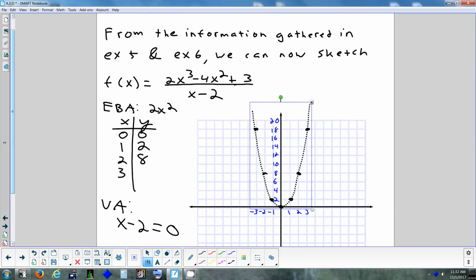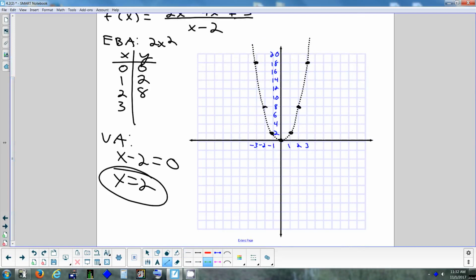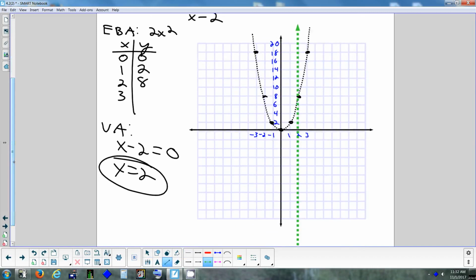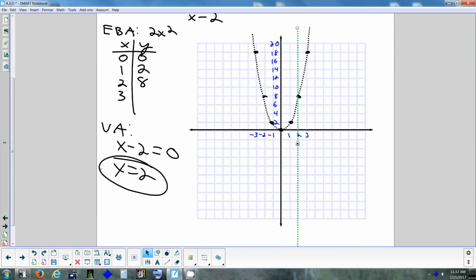Okay. What's the vertical asymptote here? 2. So we're going to sketch a vertical line at 2. All right, so let me put in a vertical line at 2. Okay, so those are my boundaries.